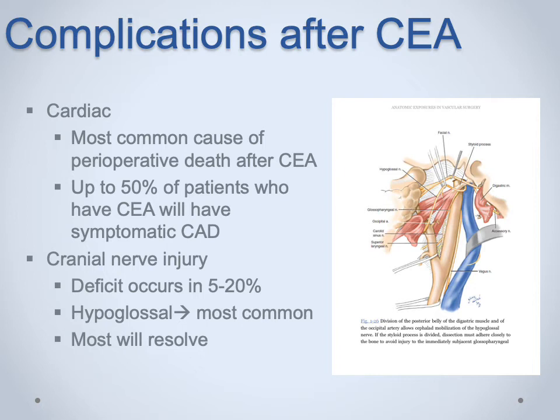They occur in about 5 to 20% of the patients. The most common injury is from the hypoglossal nerve, which will result in tongue deviation. As you can see here, this is the hypoglossal nerve up here. That's right above the digastric muscle, and here is the internal carotid artery. Oftentimes when you're retracting up, you can cause a retraction injury.